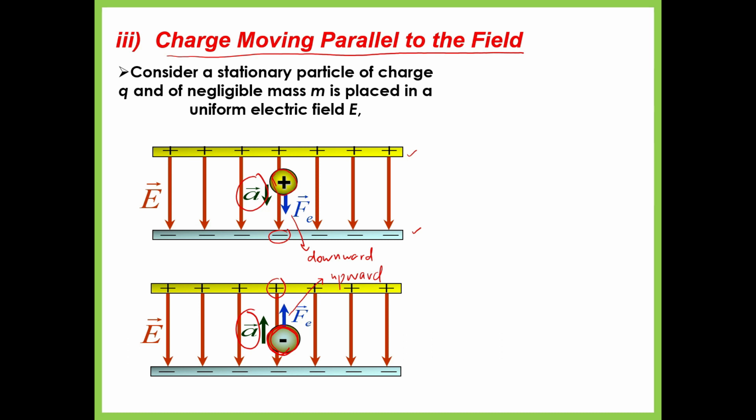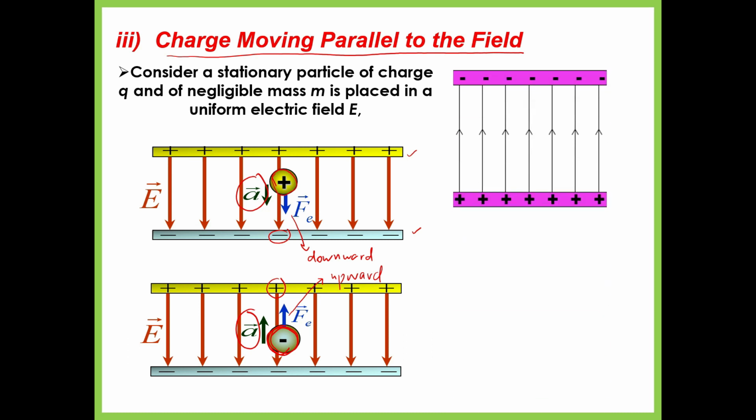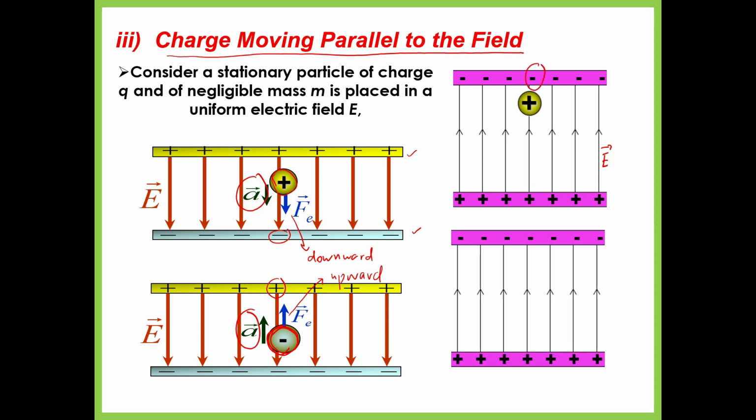Let's say we have the other case. We have an upward direction of electric field and we have a positive charge. So this positive charge will move upward because it tends to be attracted to the negative plate. And if we have another example of a negative charge, it will tend to be attracted to the positive plate.